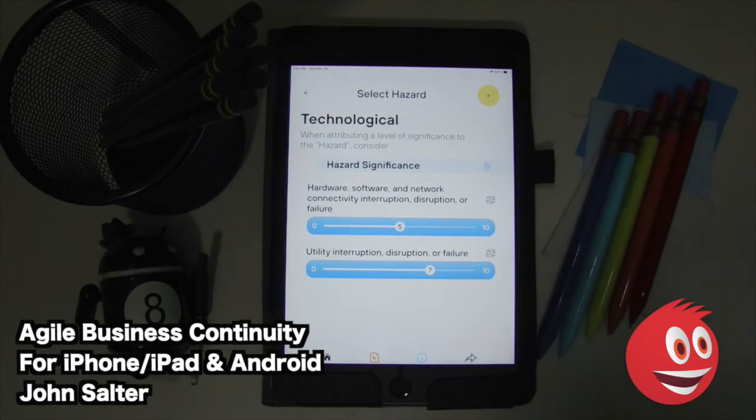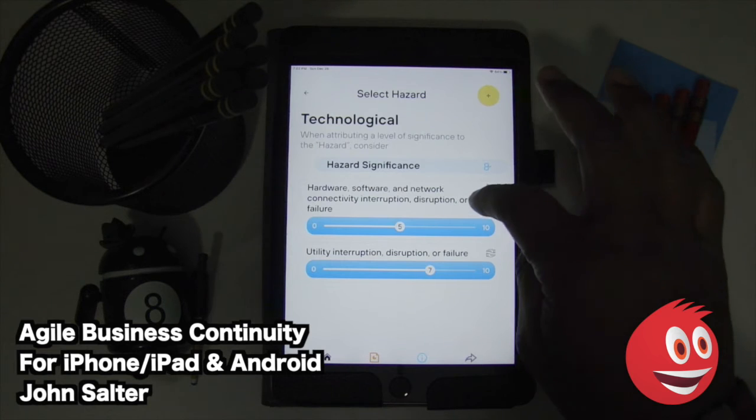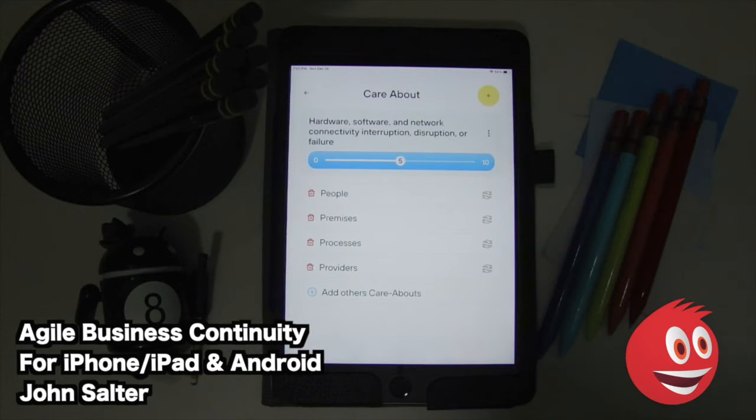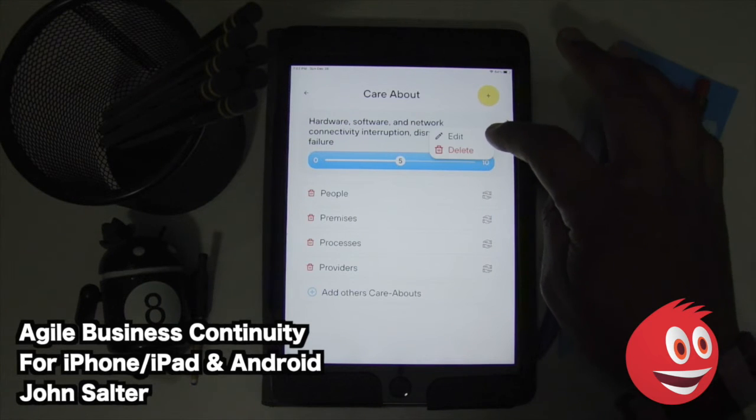Now, we can look at the different, what I'm going to call sub-hazards. We have the hardware, software, and network connectivity, interruption, disruption, or failure. And that's something that could be very real in any business, in any discipline, really, in any profession. But we're going to go with that for this overview just to demonstrate how this works. So we're going to go in here, we're going to tap on the hand claps, and we have the people, premises, processes, providers, and we can go further than that if we'd like. Just take a look here.